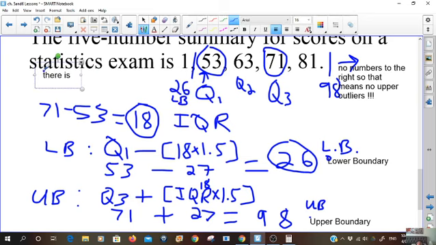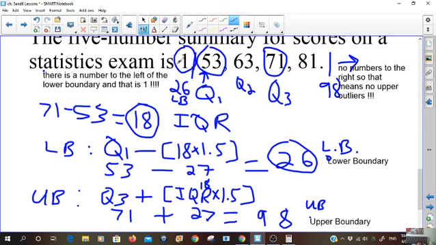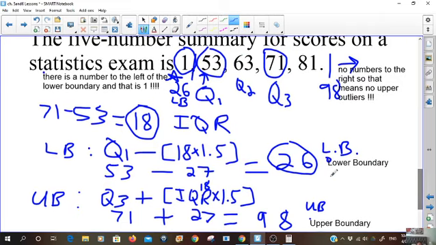There is a number to the left of the lower boundary, and that is 1. So right here, this would be our outlier. We'd have to do a modified box plot with 1 being an outlier and 53 being the new minimum, or whatever numbers between 1 and 53 out of the data they're not showing us. So that's, again, how you find the outliers.